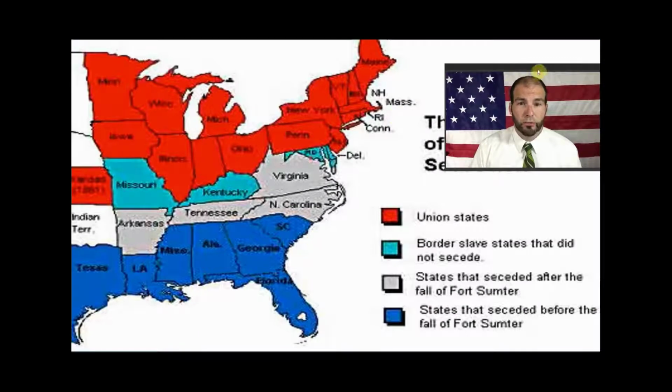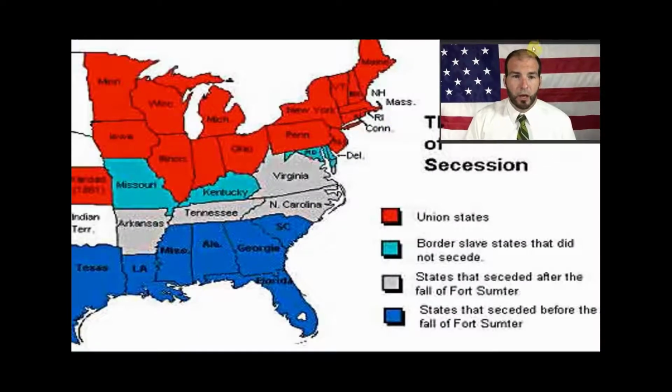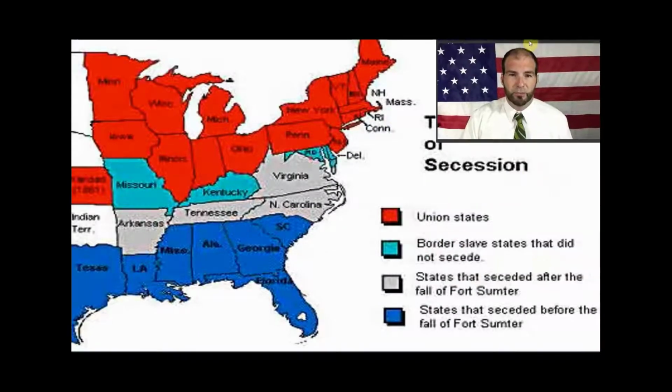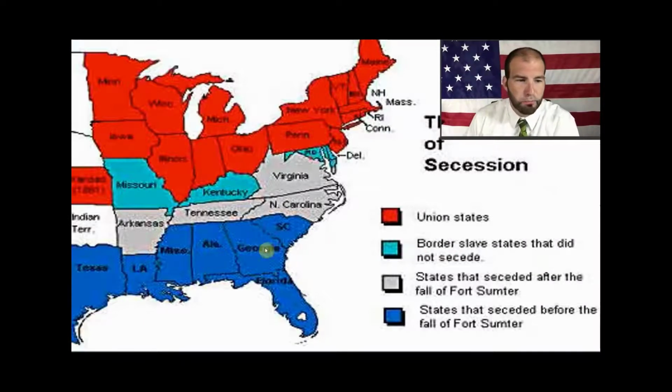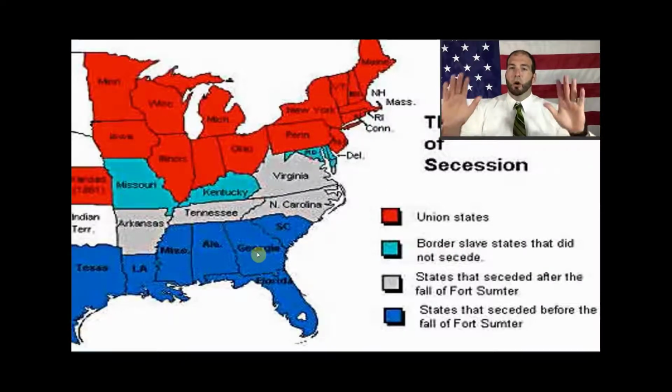So here's a map. This is the progress of secession. All these blue states say, we out. It's gotten too much. The federal government doesn't have our back. We have this Abraham Lincoln guy, he's going to try to stop the expansion of slavery. You know what? We're done with you. And so the South secedes, which means they leave the United States.